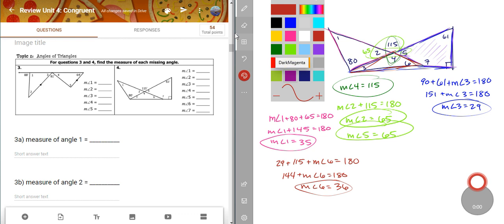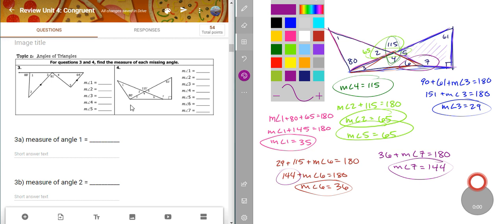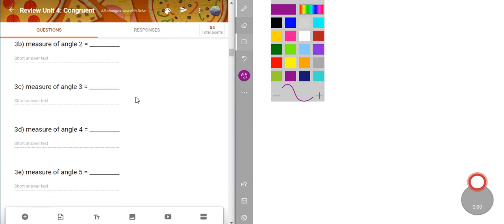And then we just need to finish with linear pair. So measure of 6 plus the measure of 7 makes a straight line. We know that's 180. Take it away. 144. We need that. That's the exterior angle theorem. We should have known that right away. Didn't even have to do the math. Woo! There we go. All right, you got 1 through 7 there. Type them in. Moving on. What's next?